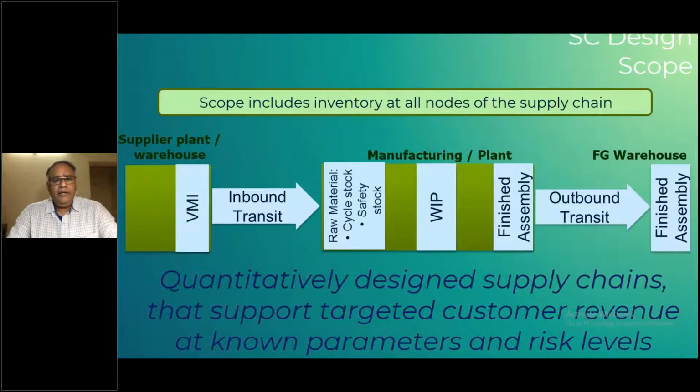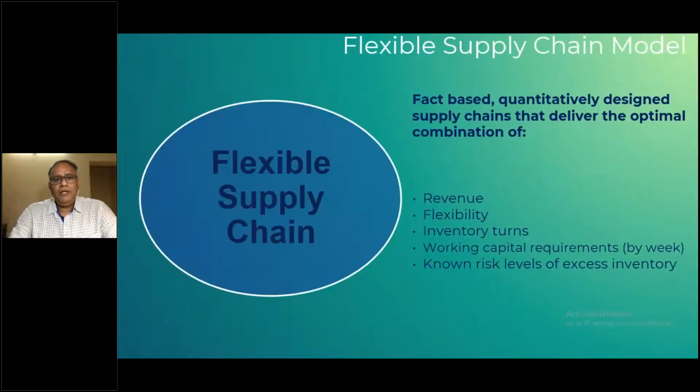Moving to the next slide, when we talk about supply chain flexibility, how supply chain flexibility can be upscaled in any organizational view is basically based on facts. Quantitatively, the supply chain delivers the combinations, because the organization talks about revenue, and everything involved is to get revenue for the organization. That is where flexibility comes into the picture.